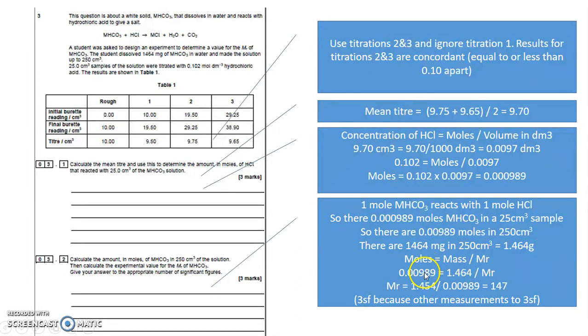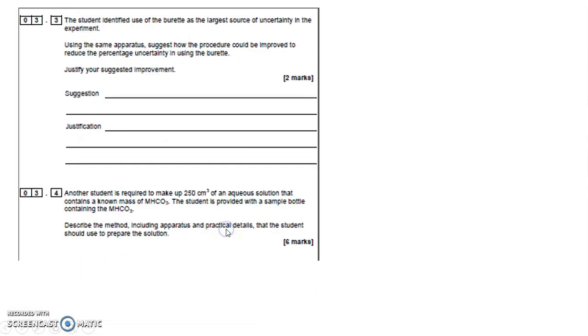I don't know the MR, but I do know the moles, and I do know the mass. So the MR is 1.464 divided by 0.00989, which is 147. I've got it to 3 significant figures because the other measurements are 3 significant figures as well.